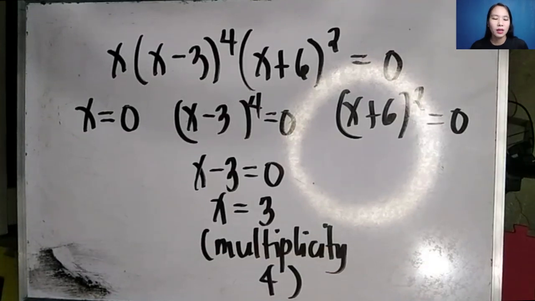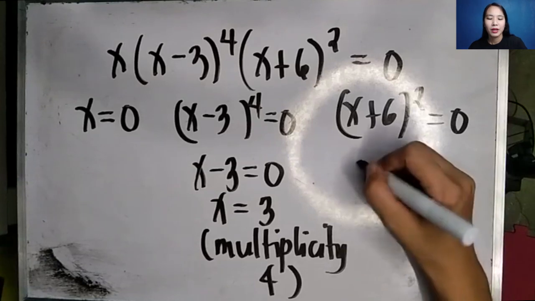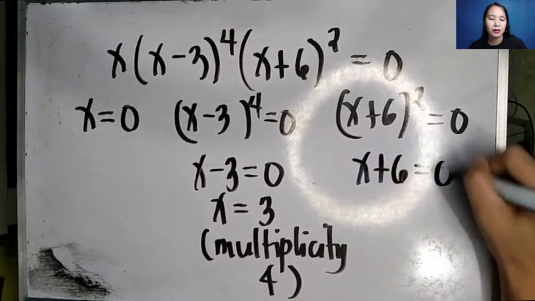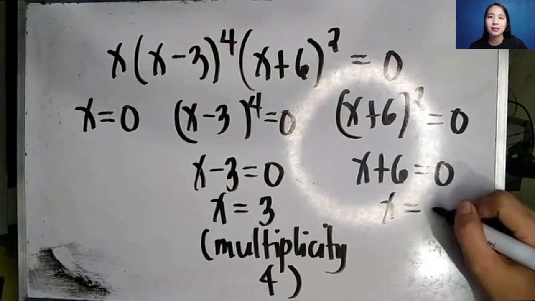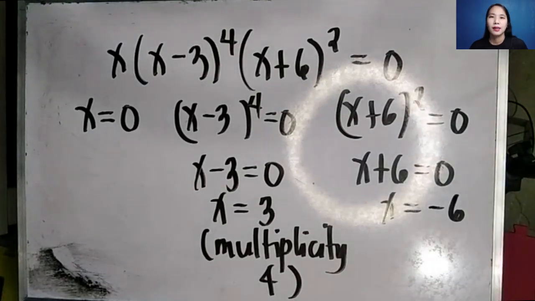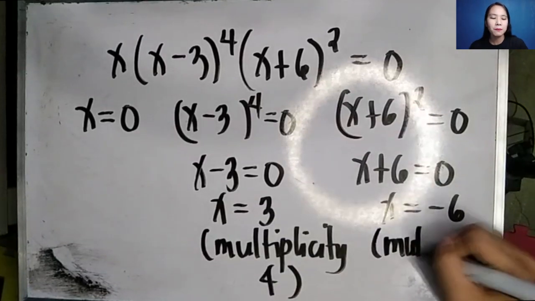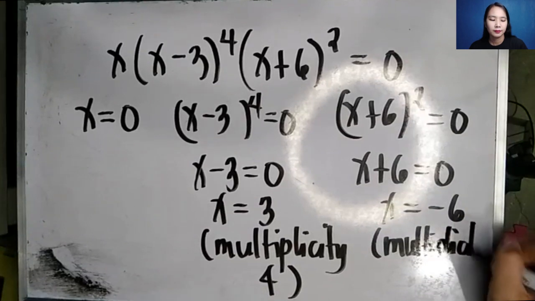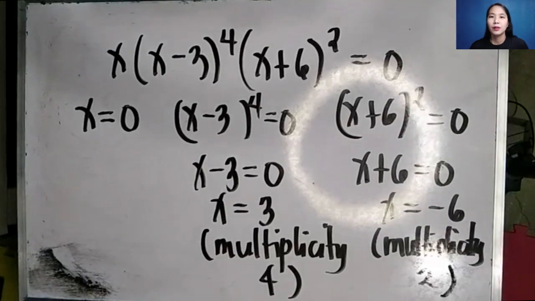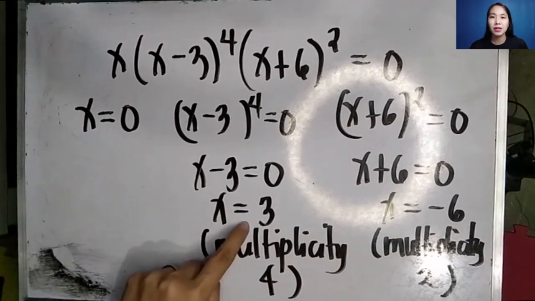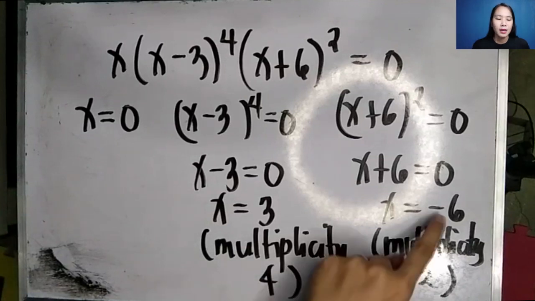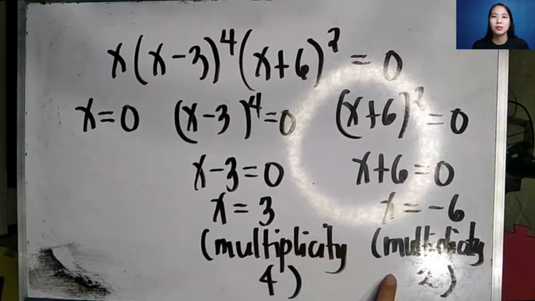The same thing with (x + 6) squared equals 0. Our x + 6 = 0 can be simplified as x = -6. And note that we have raised to 2 here, so we have multiplicity 2. Therefore, the roots or the zeros of the given polynomial equation expressed in factored form are 0, positive 3 with multiplicity 4, and -6 with multiplicity 2.